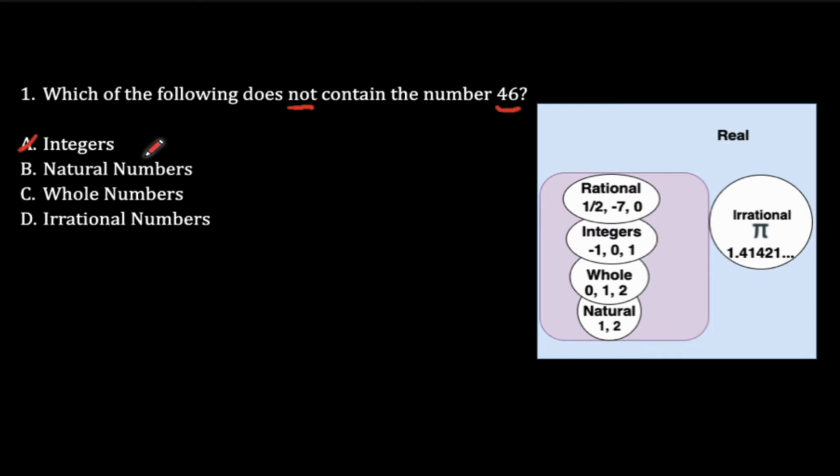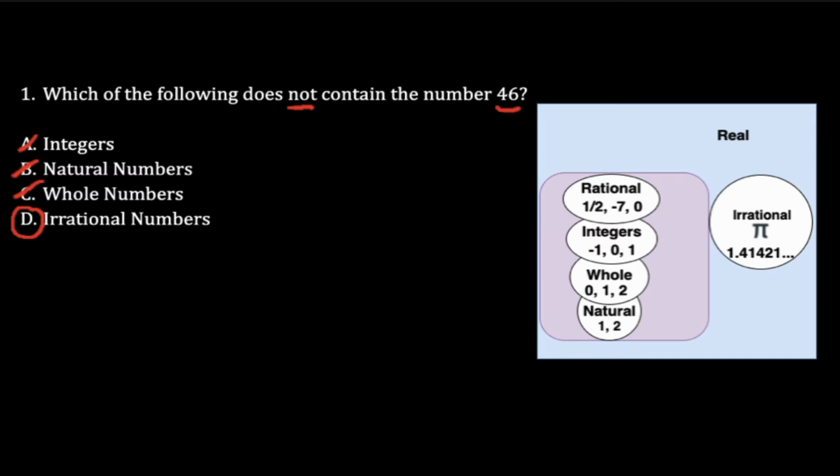What about natural numbers? Well, 46 is a natural number, right? Because it is one of the counting numbers, 1, 2, 3, etc. So this is not the correct choice. What about whole numbers? Is 46 a whole number? Well, it is a whole number because remember, whole numbers contain the number 0, 1, 2, 3, etc. And last but not least, is it an irrational number? Well, 46 is not an irrational number, so that means that irrational numbers do not contain the number 46. So answer choice D is the correct choice here.